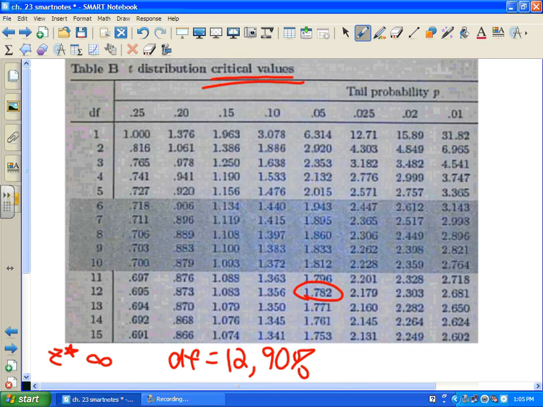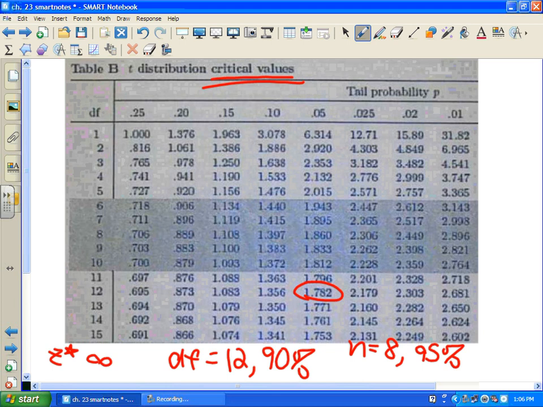Okay, so if the n is 8 and we have a 95% confidence level, what would that be? 2.306. 95%.